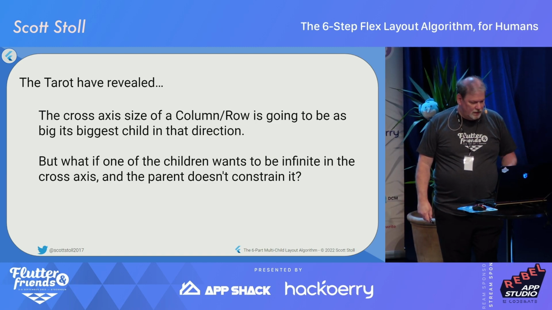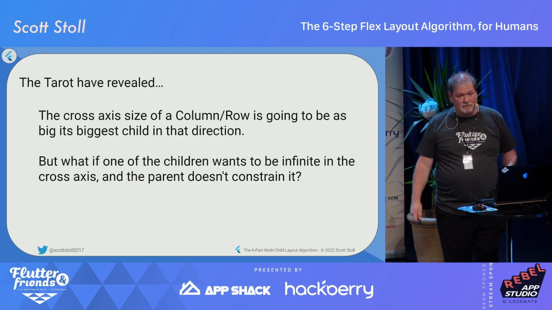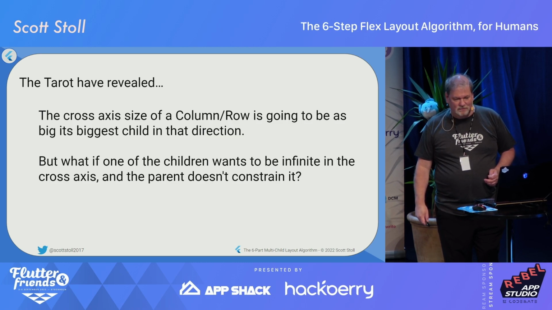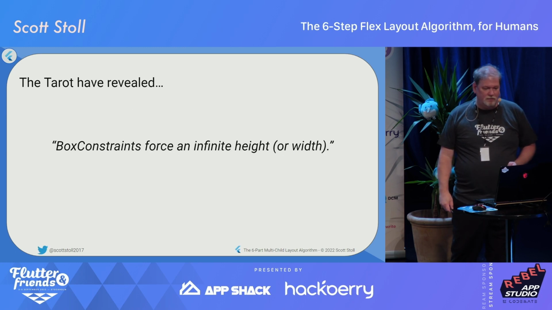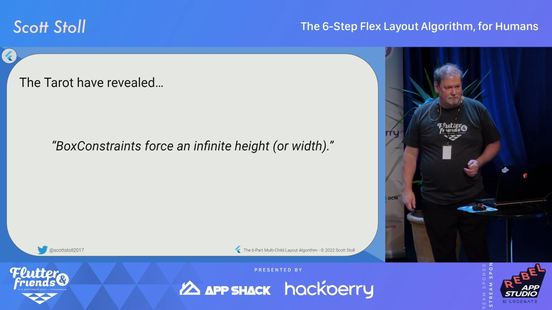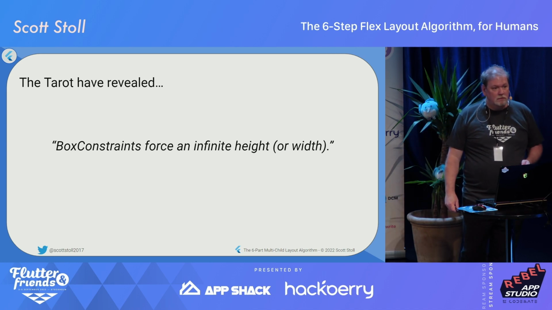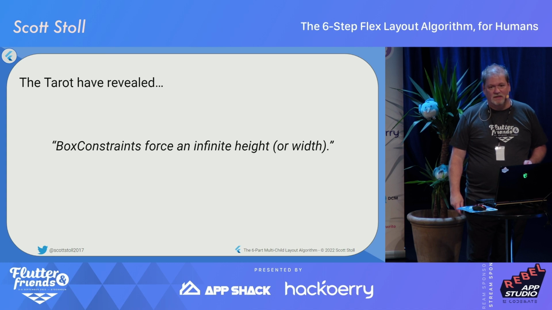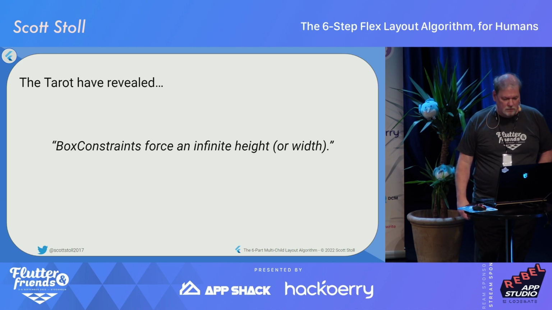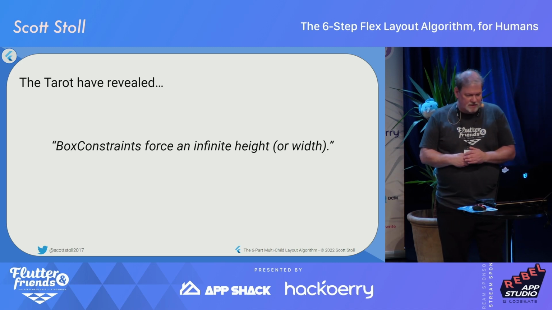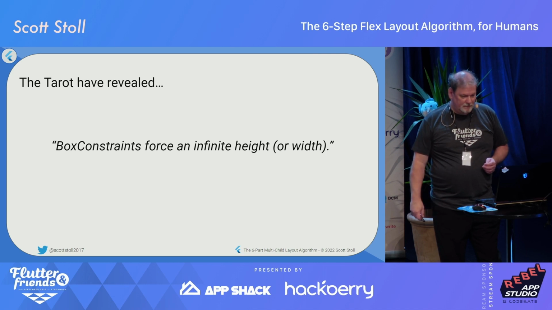Now, what if one of the children wants to be infinite in the cross-axis and the parent didn't give it a constraint? Well, box constraints forth infinite height or width. We've all seen that one. But the interesting thing with that is it doesn't say cross-axis. I kind of wish it did, because that would help us know exactly what to go after. All right, step 5. Here we go again. Maybe I need a breath this time.